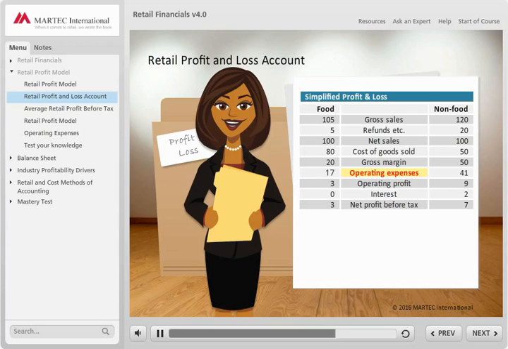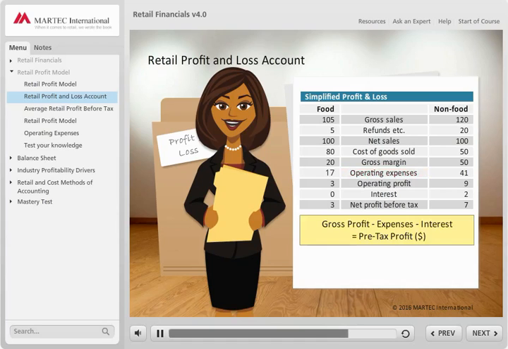Operating expenses include all the non-merchandise costs associated with running a business, including payroll, office costs, marketing, finance, IT, etc. Gross profit minus expenses minus interest equals pre-tax profit in dollars. Pre-tax profit percentage equals pre-tax profit dollars divided by sales multiplied by 100.